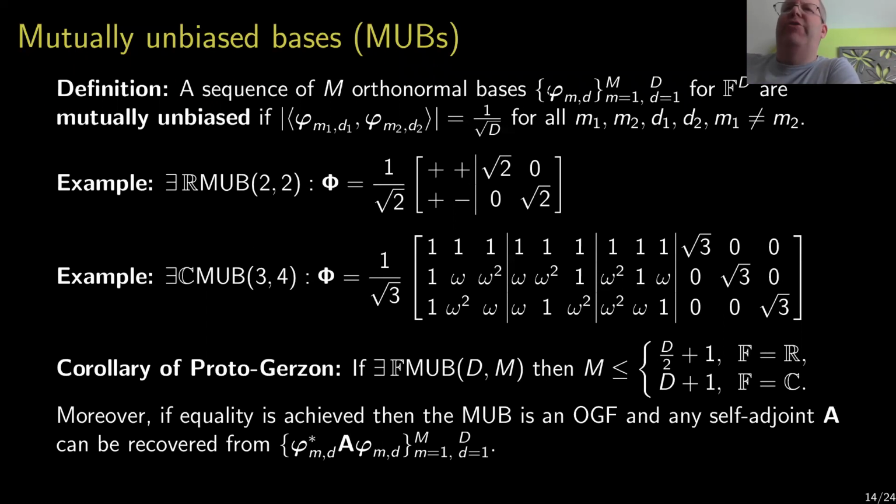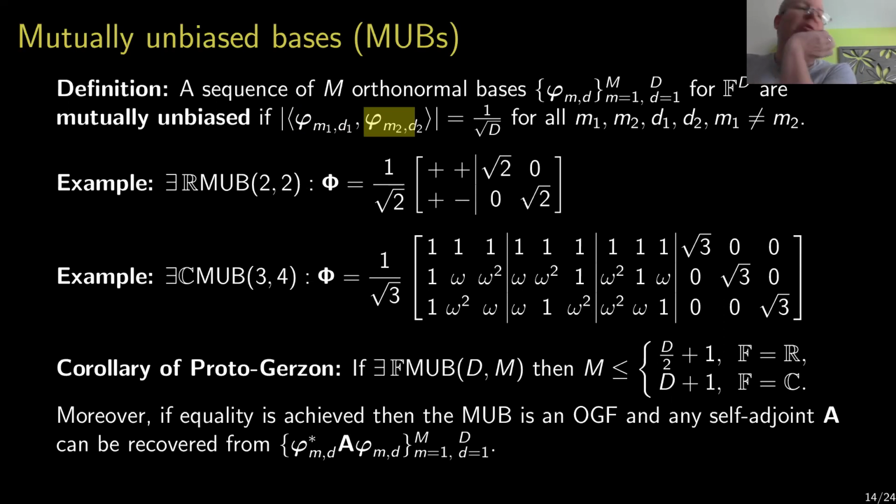They're bases for the entire space, but we're going to require that the inner products of any member of one basis with any other member of the second basis all have constant modulus. An example here is to take the standard basis in R2 and union it with the standard basis rotated by 45 degrees.